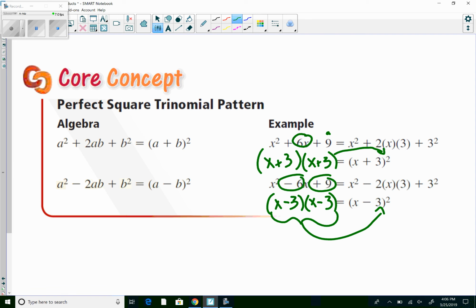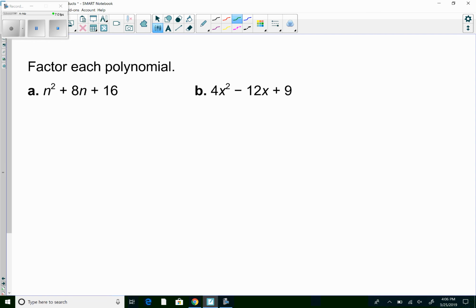So let's go ahead, let's do A and B together, and then you guys will pause the video, you'll do 9, 10, and 11 on your own, and then we'll be done with this video. You're still going to have another video, so don't think you're getting out of something.